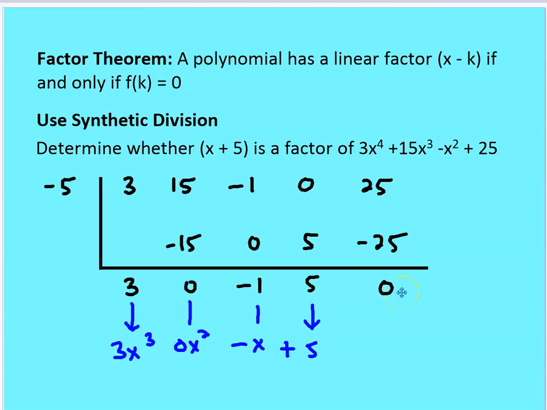So x plus 5 is going to be a linear factor of the polynomial 3x to the fourth plus 15x cubed minus x squared plus 25. And you can see that we drop these down in order. The last number here is a remainder, it's 0. And then we can find the quotient just by dropping down the constant value for x, x squared, and x cubed. I have the coefficients using synthetic division.